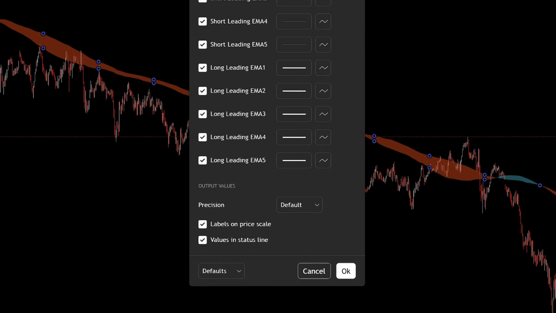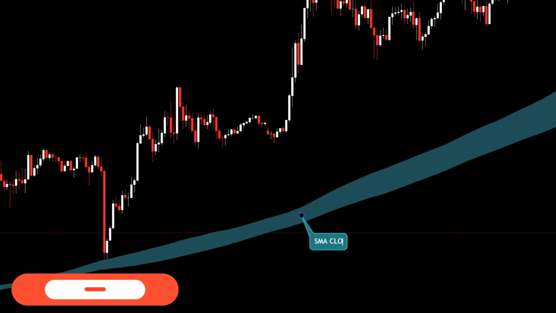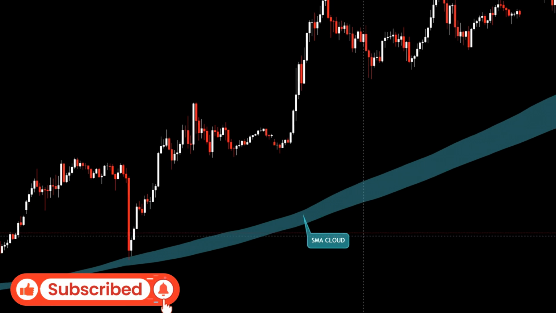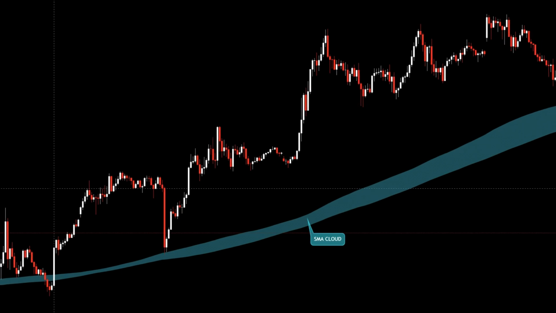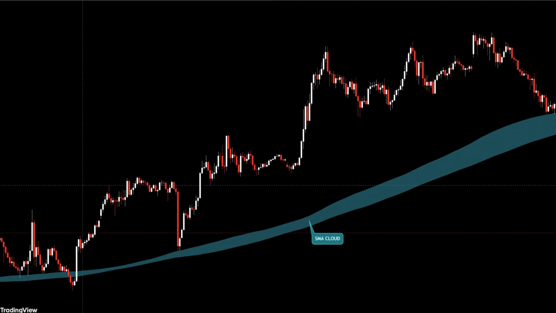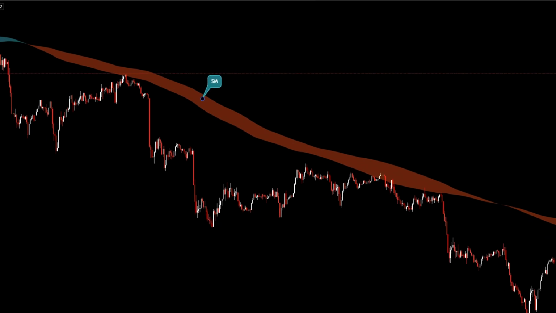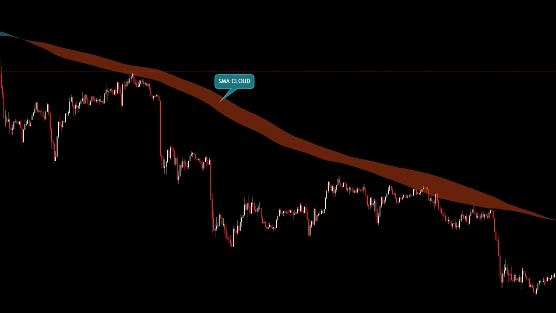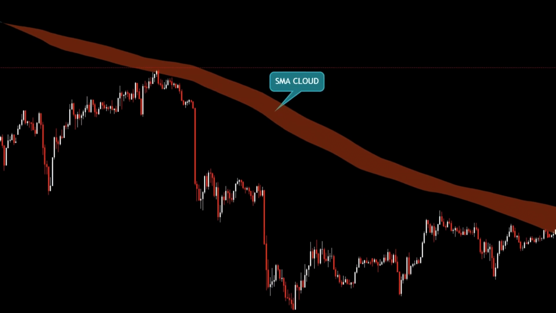Now, here's what that means. When you see a green cloud with the price staying above it, that's your clear signal for an uptrend in the market, and a red cloud with the price below it, that's your downtrend confirmation. This helps you understand when to buy crypto or how to buy stocks with more confidence.